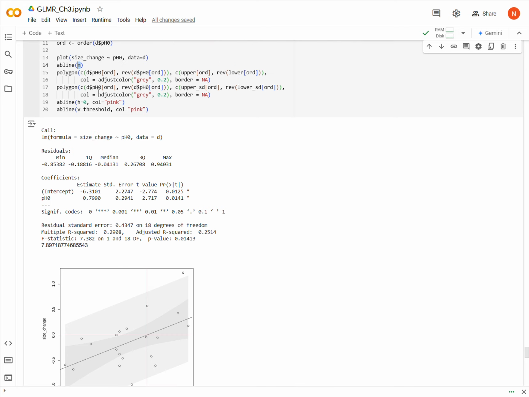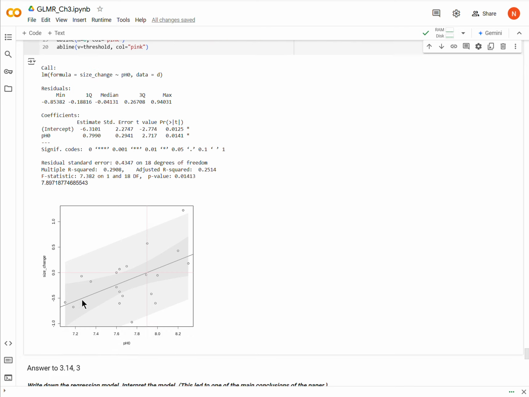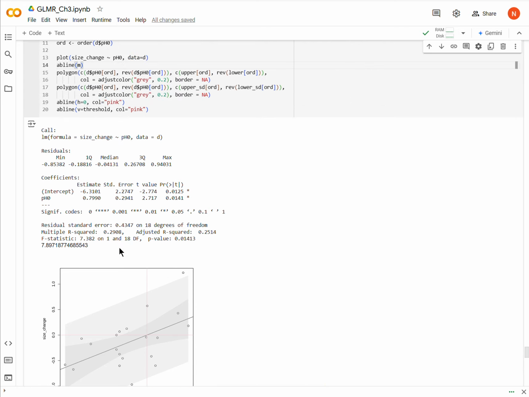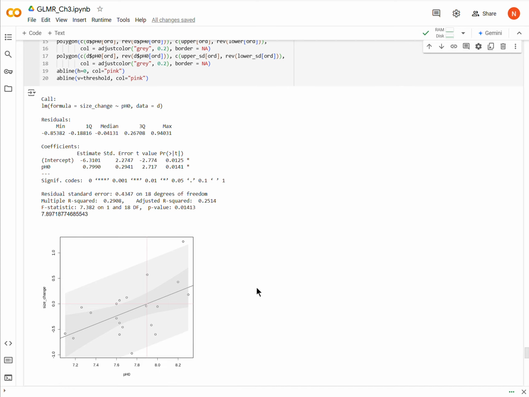I've also gone ahead and plotted confidence intervals for the mean as well as the whole spread of the data, incorporating not only the standard error of the mean but also the full standard deviation of all of the data. So you have these enveloping confidence intervals. This is what we get.